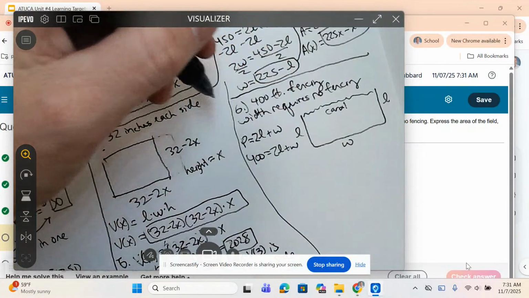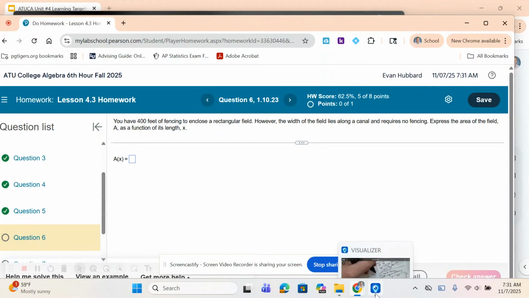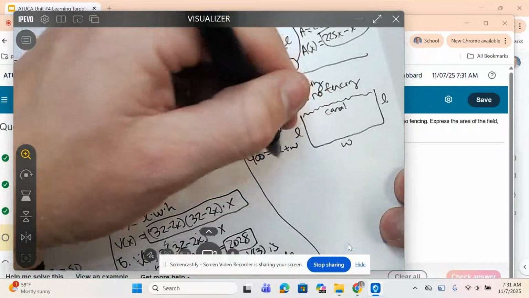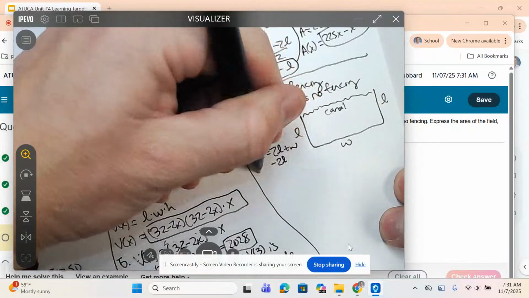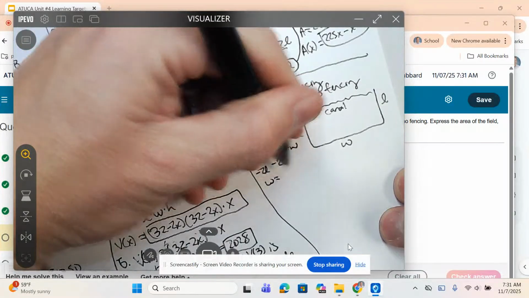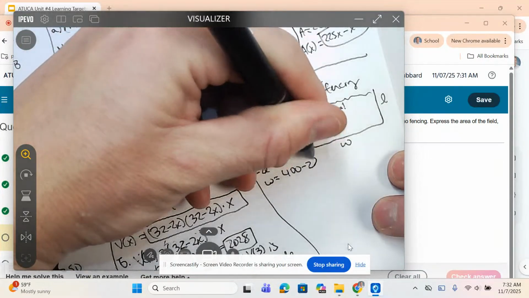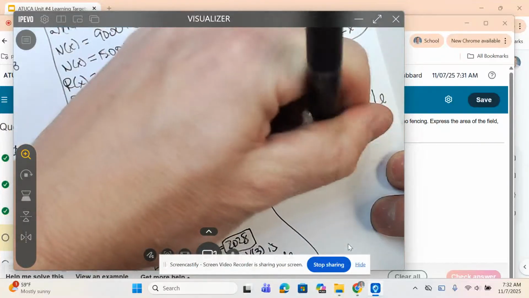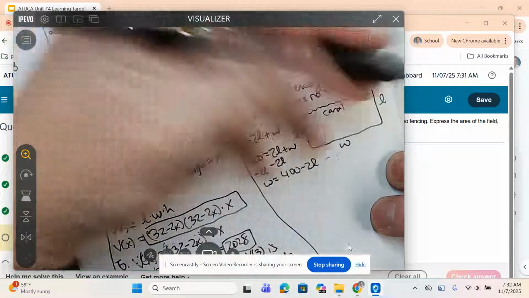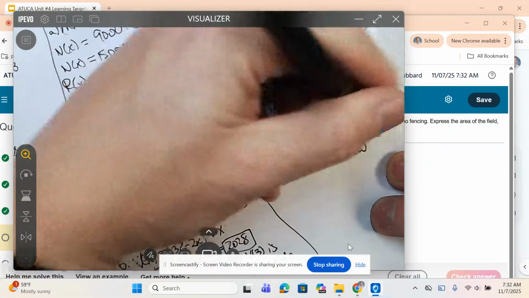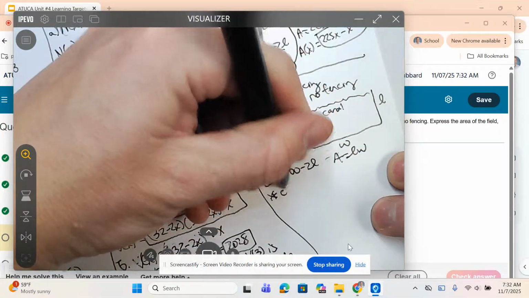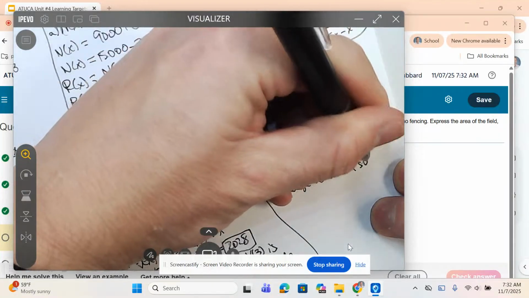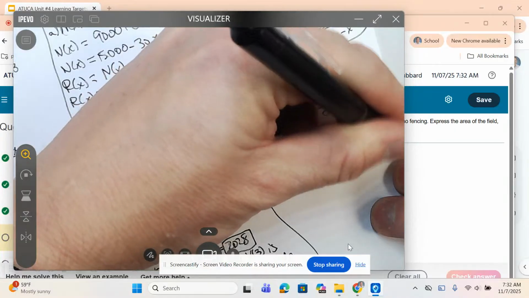Okay, and we want the area of the field as a function of its length. So length is X. So I'm going to subtract 2L, kind of the same thing. W equals 400 minus 2L. And area is, remember, length times width. So we need to change L to X and substitute.